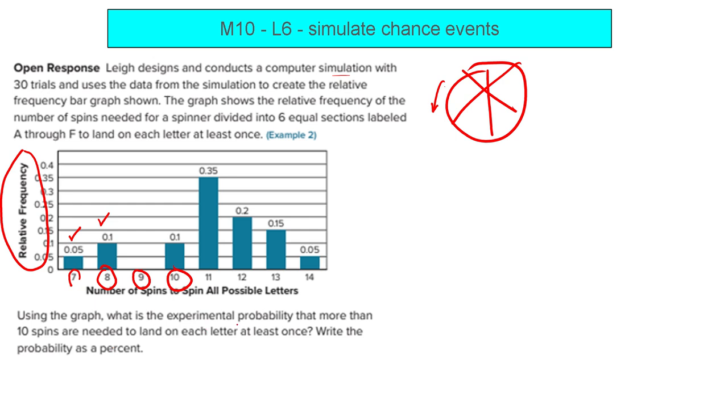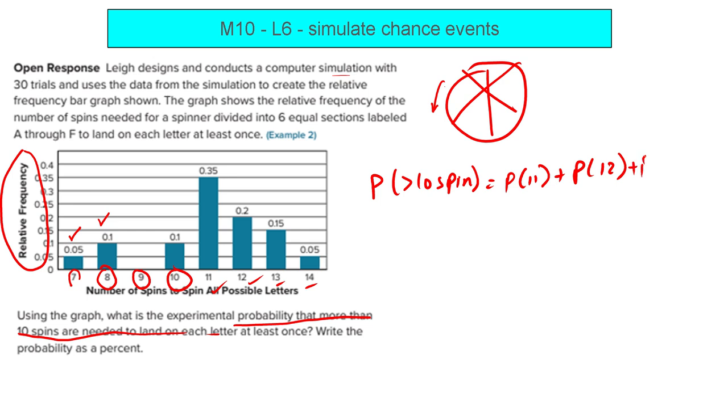Now, what does he want? He said, what is the probability that more than 10 spins are needed to land on each letter? More than 10 spins: 11, 12, 13 and 14. So the probability for more than 10 spins means the probability for 11 spins plus the probability for 12 spins plus the probability for 13 spins plus the probability for 14 spins, right? We just have to add them. For 11, how much? 0.35.